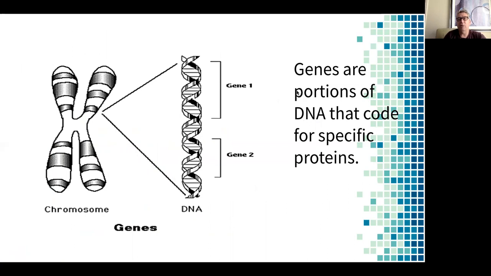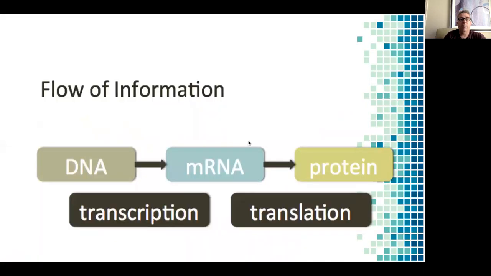I should have changed this. I like sequence instead of portions, because it is a sequence. So genes are sequences, or a sequence of DNA, that code for specific proteins. And we'll learn that in a minute. All right, flow of information again.